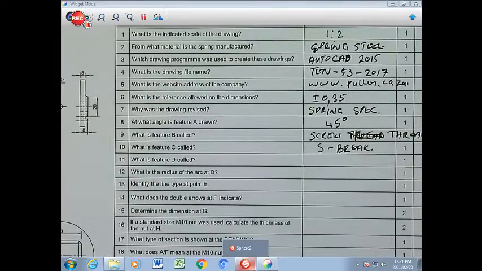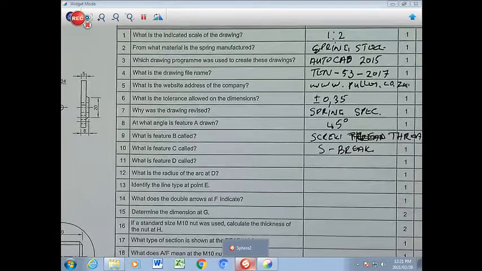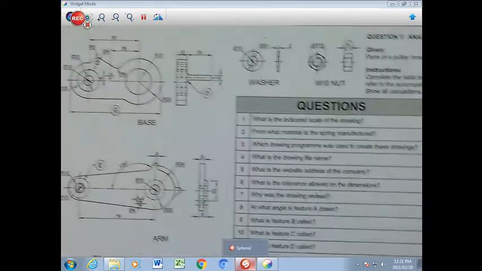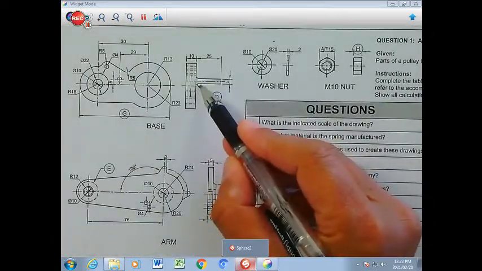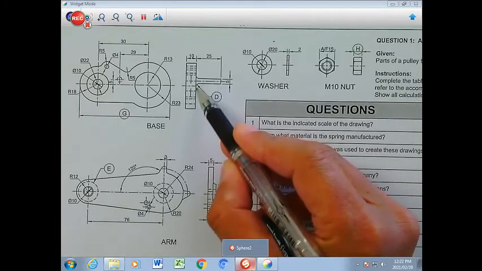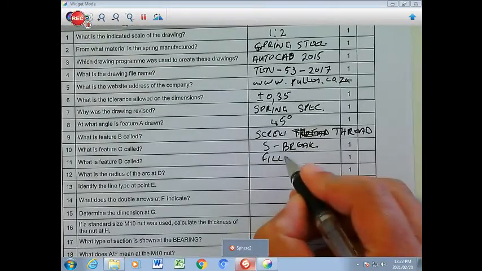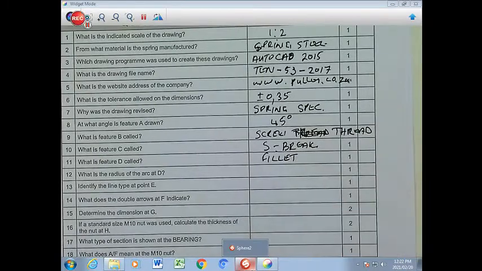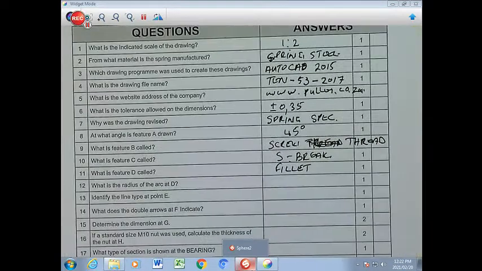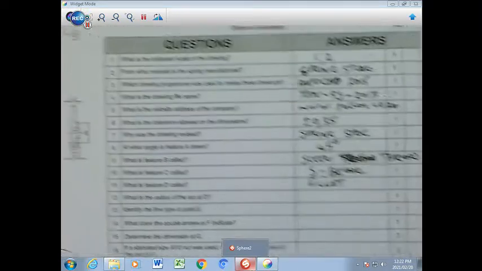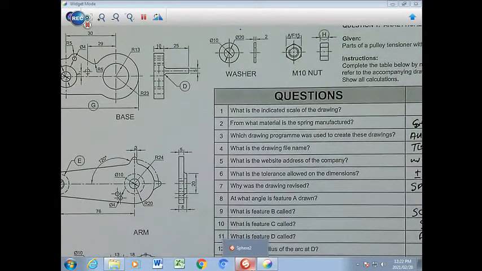What is the feature D called? So we will have to go up and find D on the page. It refers to that little nook there, that little quarter circle. That is a fillet. Okay. Please take note. All those little nooks inside a component is called a fillet.